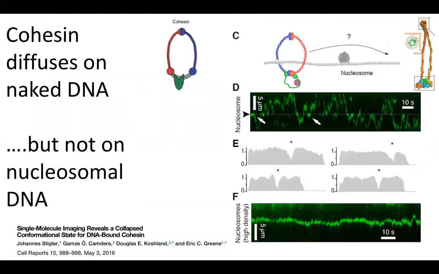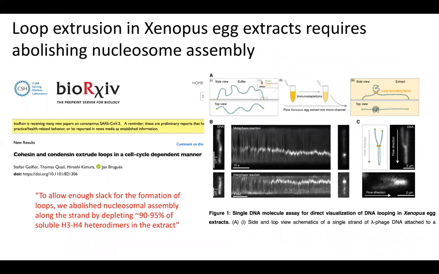In addition to that picture, there's actually experimental evidence that while cohesin diffuses on naked DNA, here's an experimental measurement of how cohesin is diffusing on naked DNA. On nucleosomal DNA, it really does not diffuse nearly so much. Not only that, in other single molecule experiments that sought to characterize loop extrusion, it was discovered that in order to see loop extrusion, it was necessary to abolish nucleosome assembly.